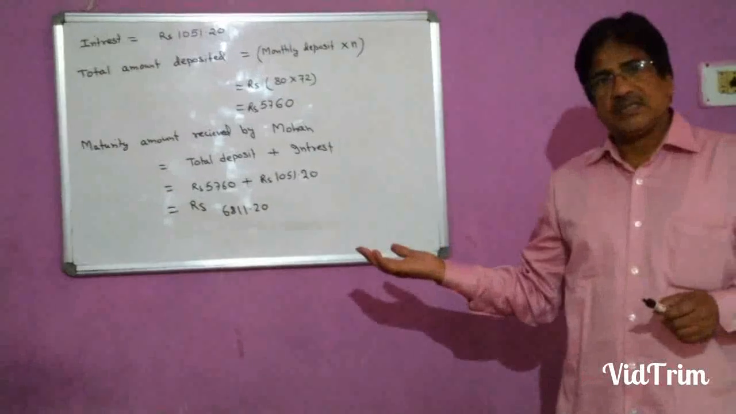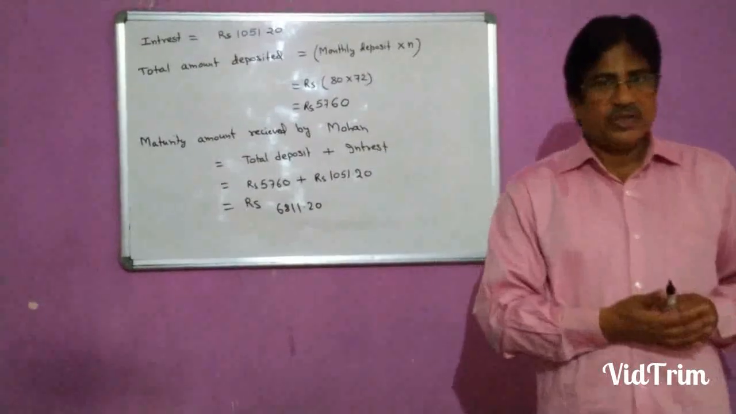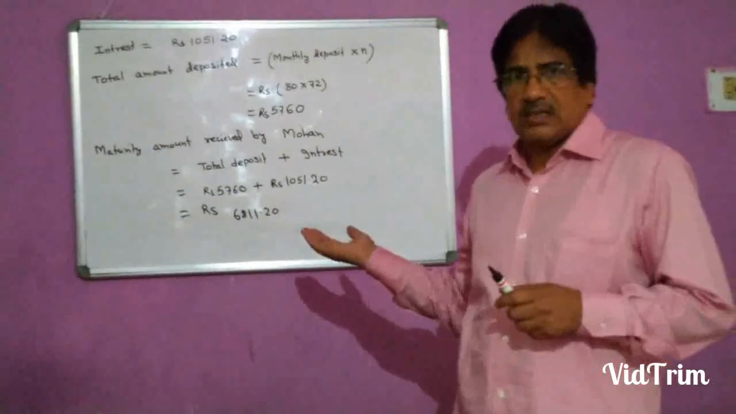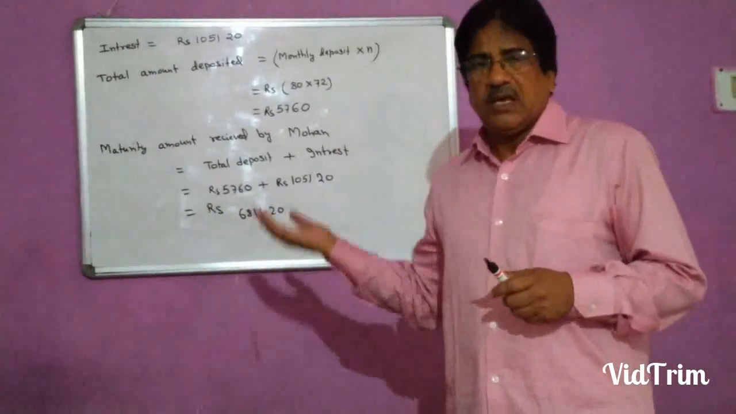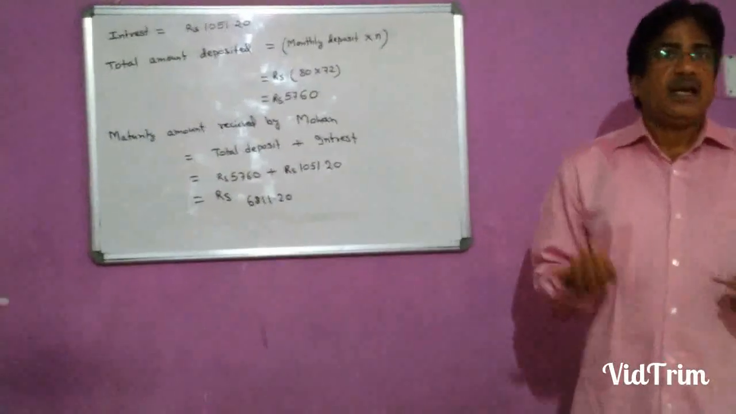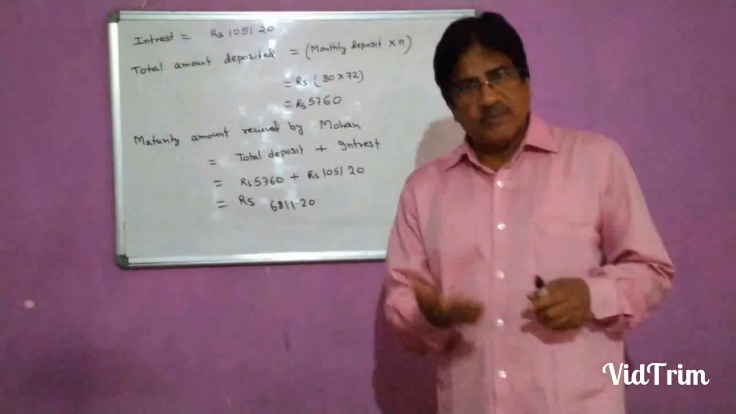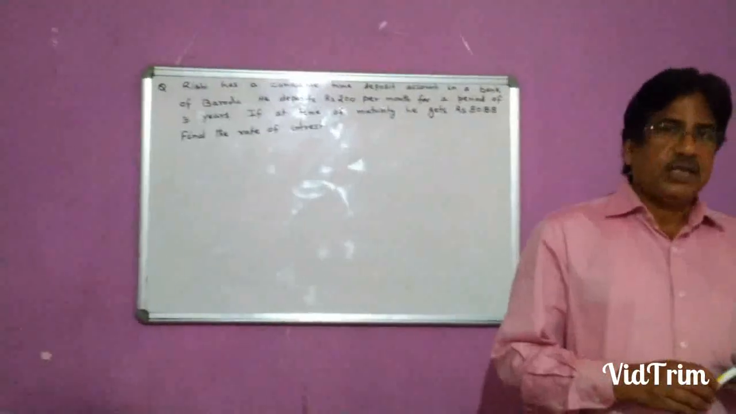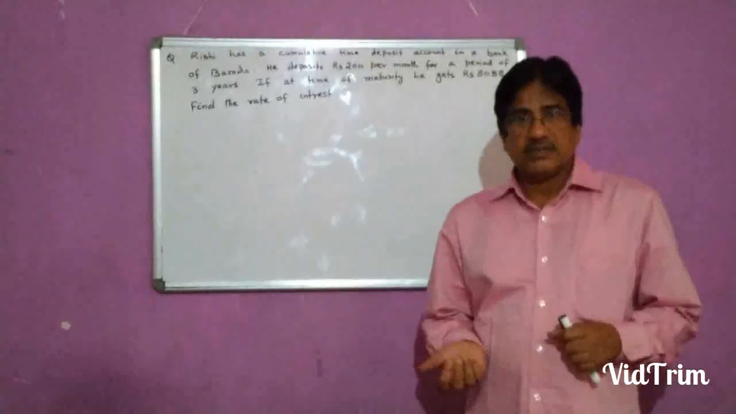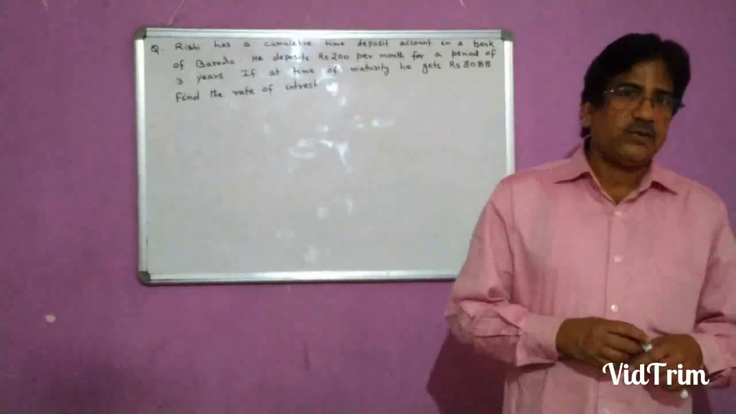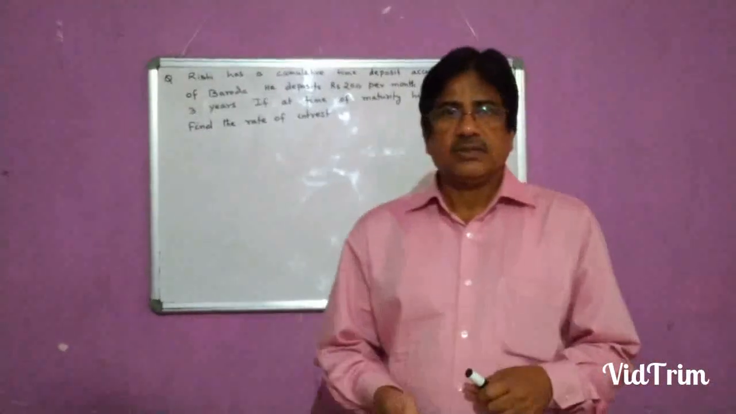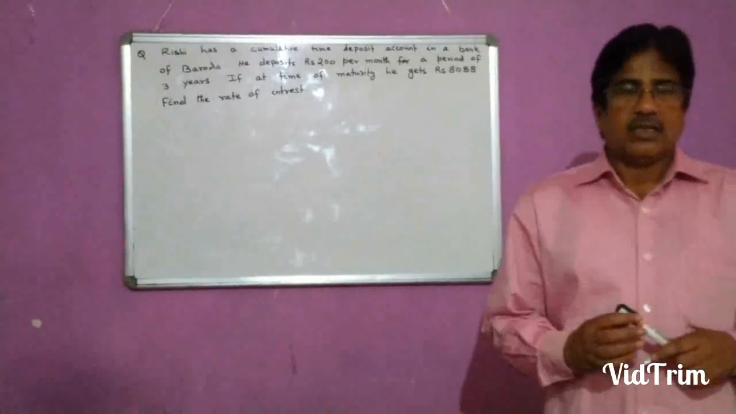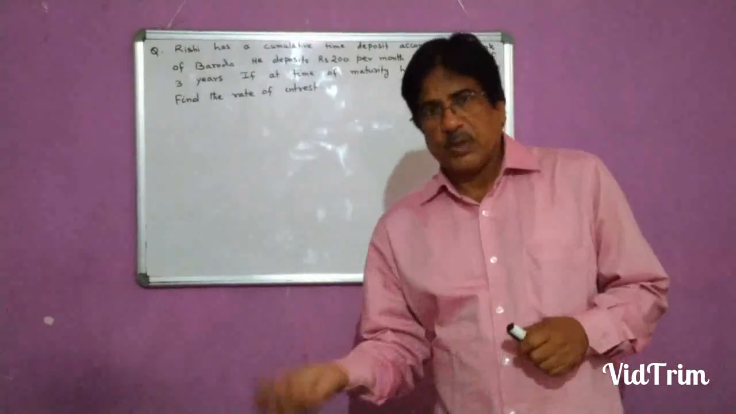So this is the way how to calculate the maturity amount. And I hope you must have understood this, because the rules are very simple, the formulas are very simple. Only 4 steps you have to keep in mind, and then you can work out as many questions as you like. Sometimes they may ask you to find out the rate percent, or the monthly deposit, or the number of months for which the depositor has deposited the money.